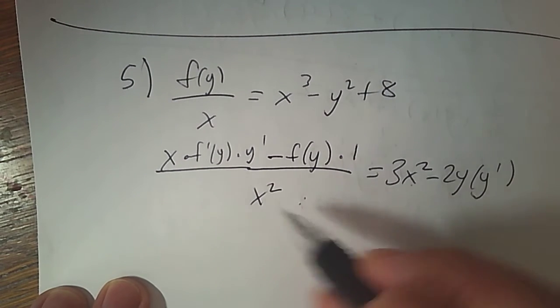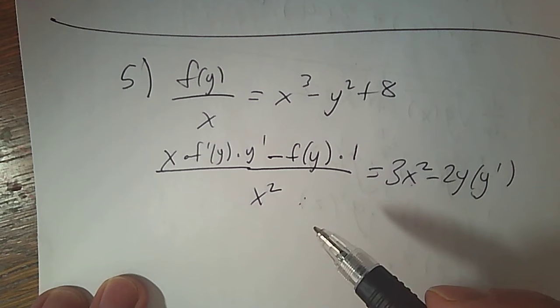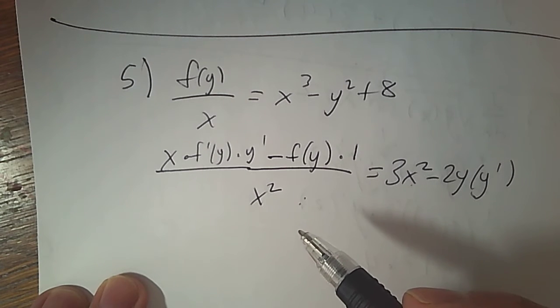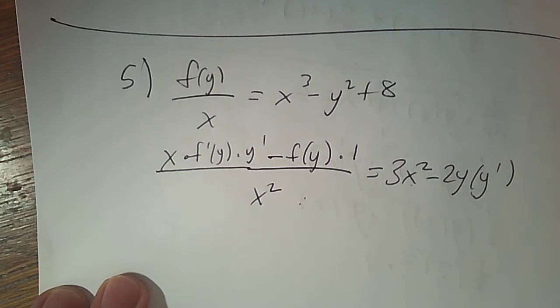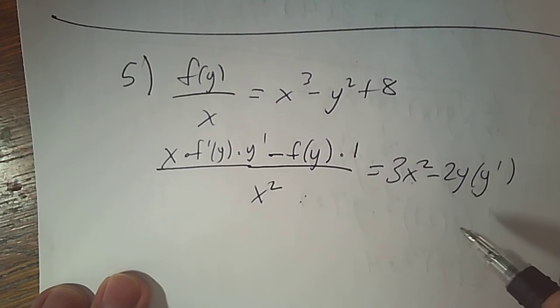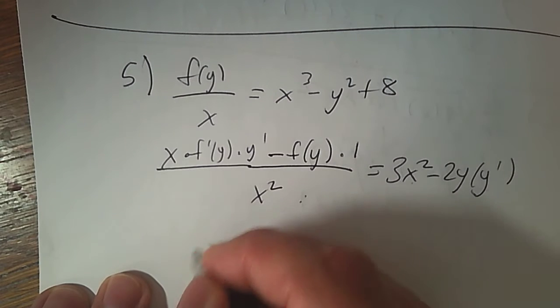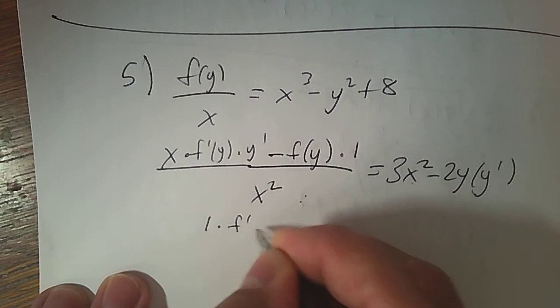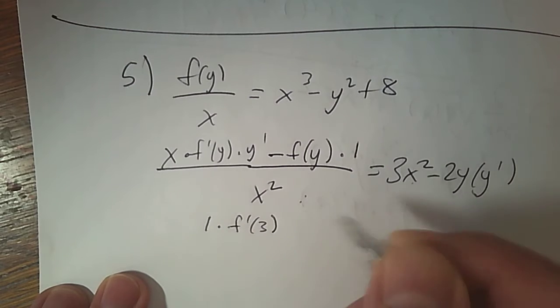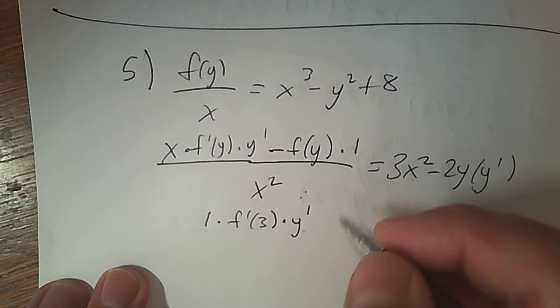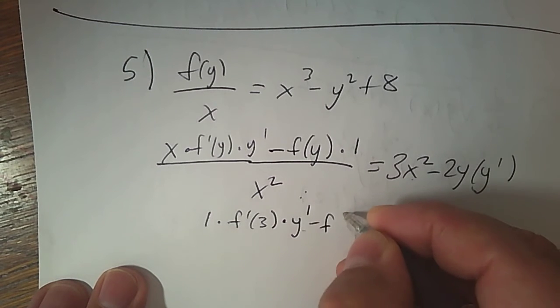Then, my whole goal is to get the y prime part by itself. So what kind of values can I plug in at (1, 3)? Wherever there's an x, I'm going to plug in 1. Where there's a y, I'm going to plug in 3. This y prime is what I'm trying to get by itself. But first of all, we're going to get some values.